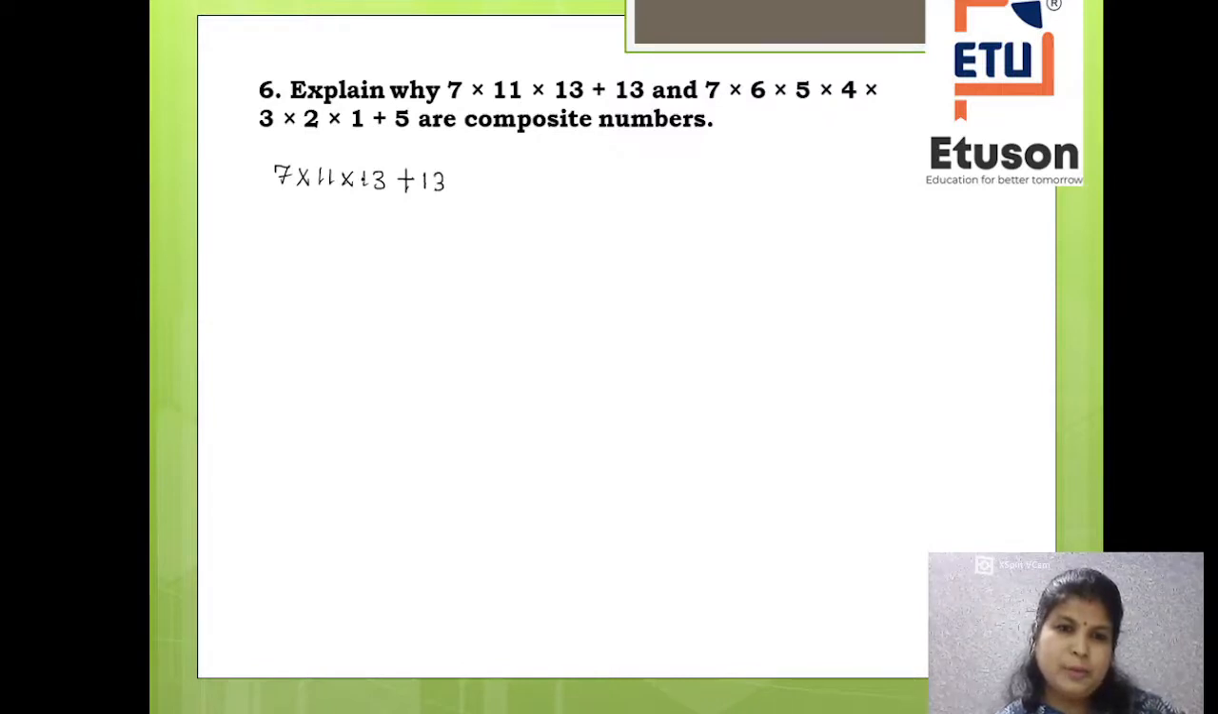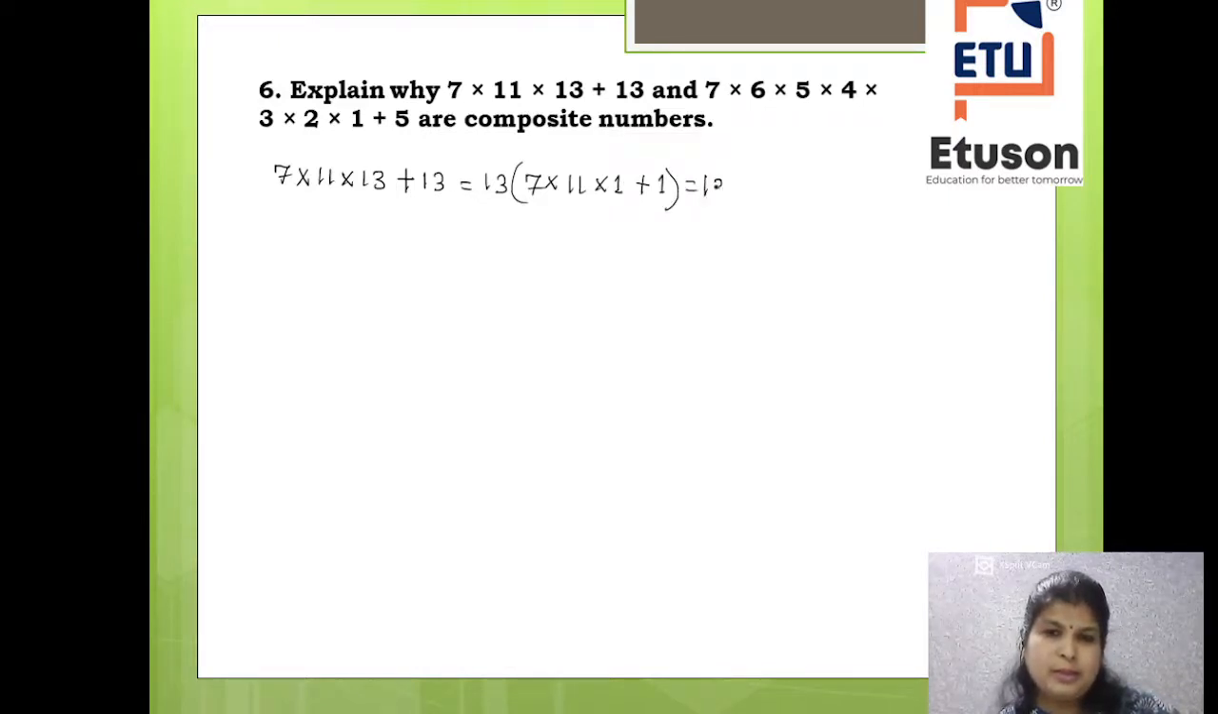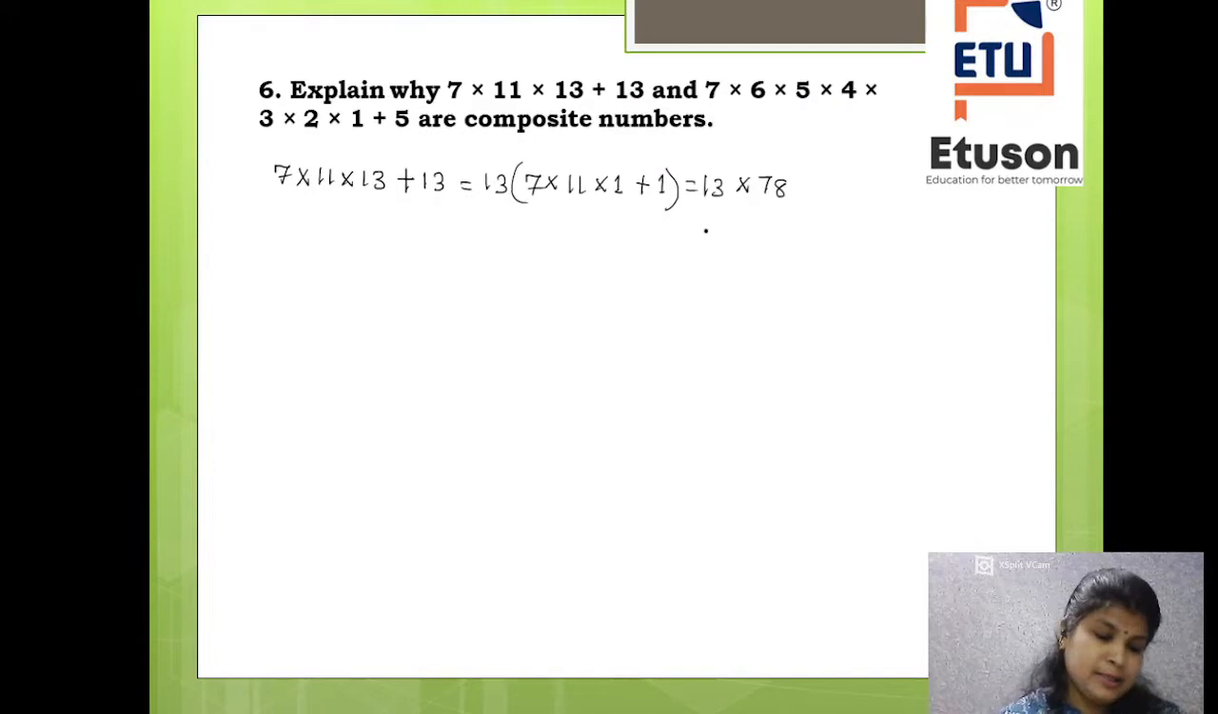So what will we do with this now? Can you see a common factor here? Can you use the associative property here? So how can you write it here? If you take 13 common, you will have 7 into 11 into 13. Since you took the common factor, 1 plus, the 13 into 1 was here, so it becomes 1. So this becomes 13 into 78. Can you write 78 as a multiplication of prime factors or not? How are you going to write down 78 as a product of prime factors?